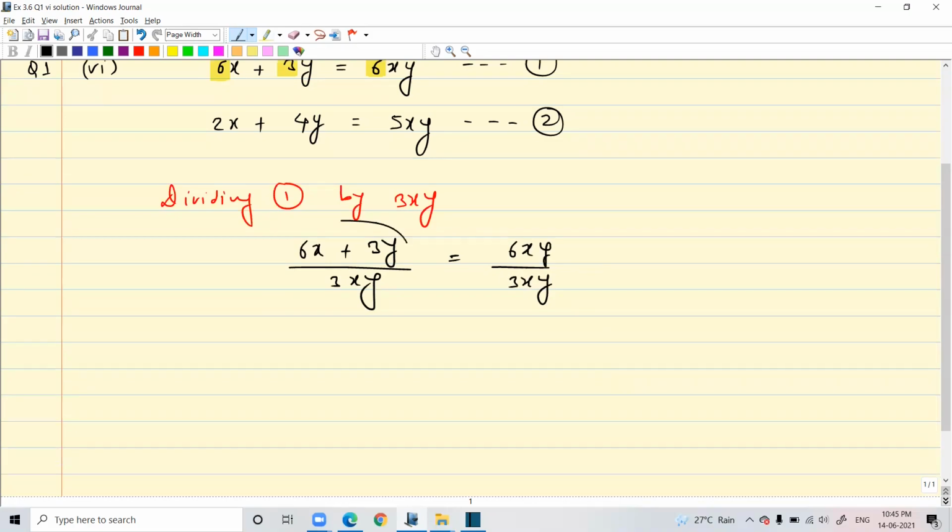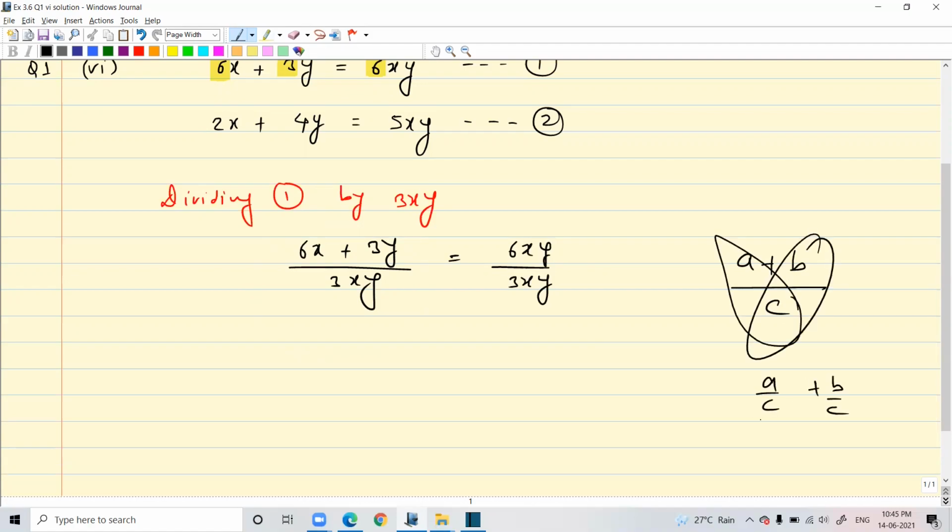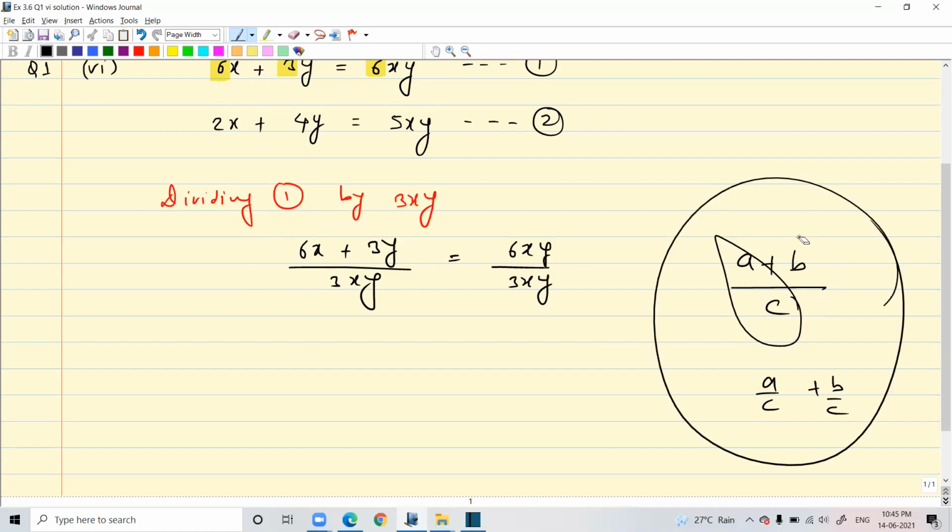Okay, so as you can see in LHS, the numerator has 2 terms. So if we have something like a plus b divided by c, then of course we can write it as a by c plus b by c. This is a simple fraction operation. You should be aware of this. So that is what we are going to do here also. 6x by 3xy and then 3y by 3xy. So let's do that.